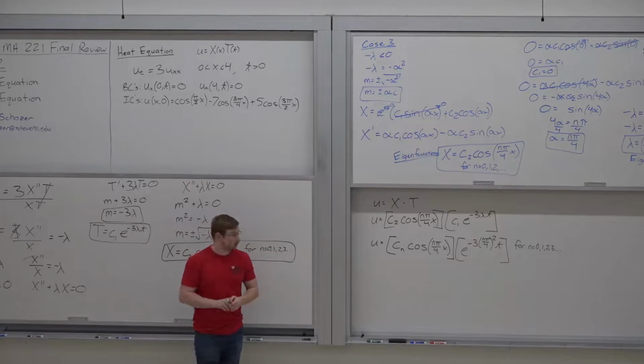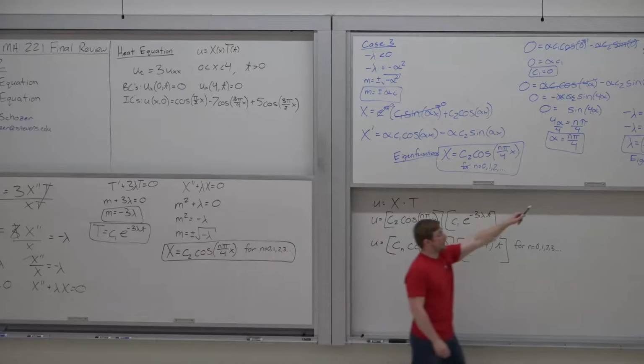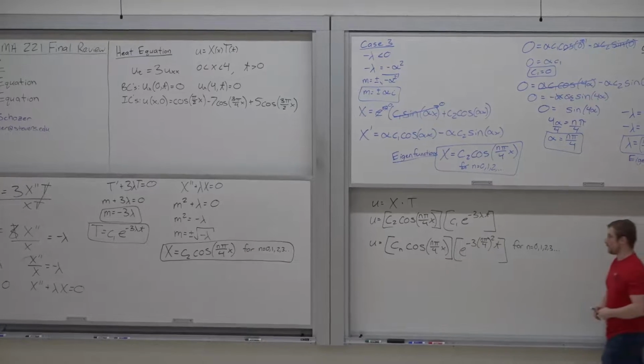Yeah? Why is the lambda, when you plug in for lambda, why is it squared there? Because I plugged in lambda, which is n pi over 4 squared. I'm not plugging in the alpha.